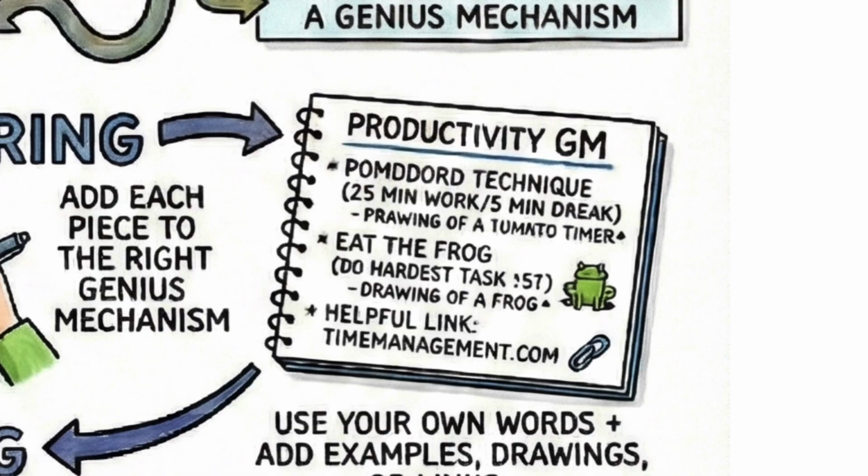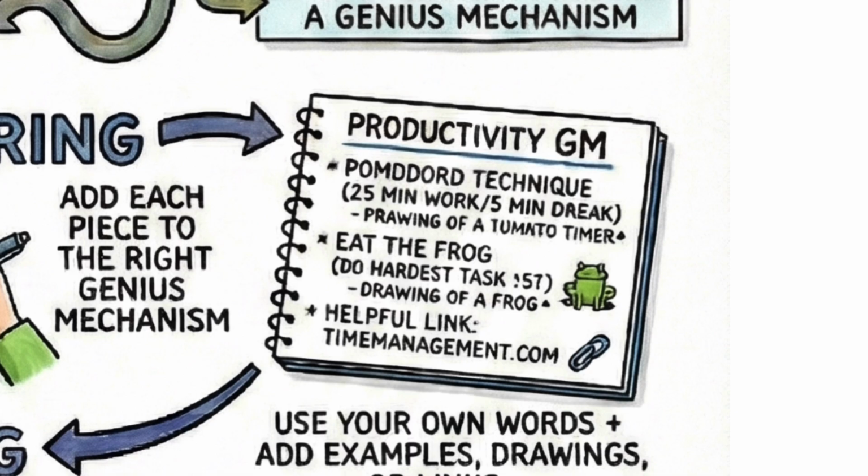Or let's say you're reading Brian Tracy's book on Eat the Frog, which is the idea of doing the hardest task first each day. You can say, wow, I want to have that mindset. And so you open up your productivity genius mechanism and you start a bullet point that says, eat the frog, do the hardest task first. So, something simple and short. And again, you can include a drawing of a frog if you want.